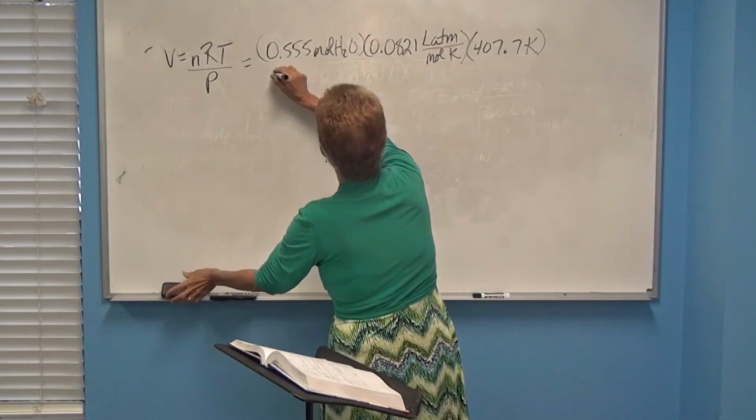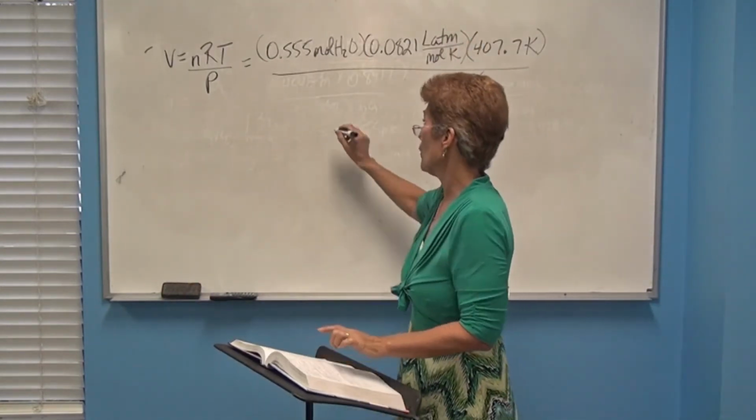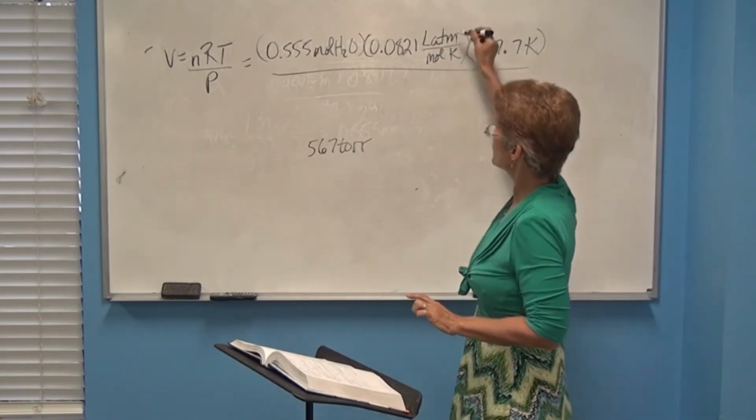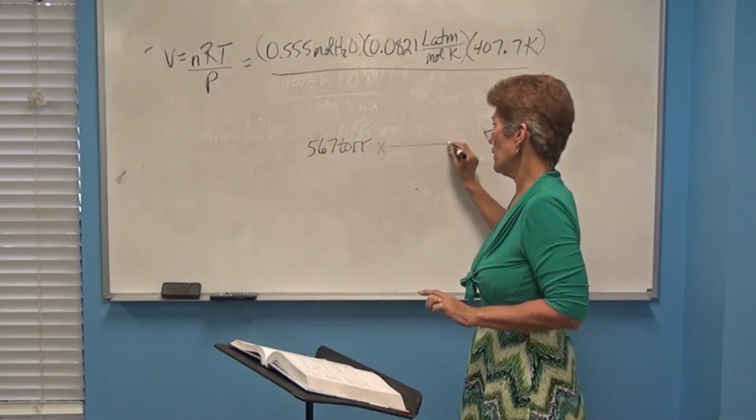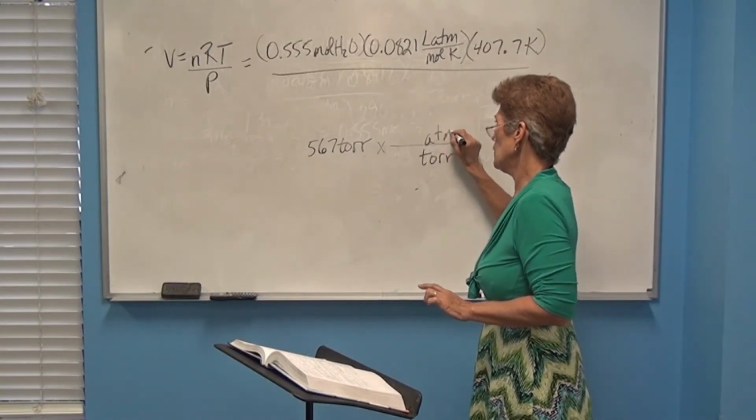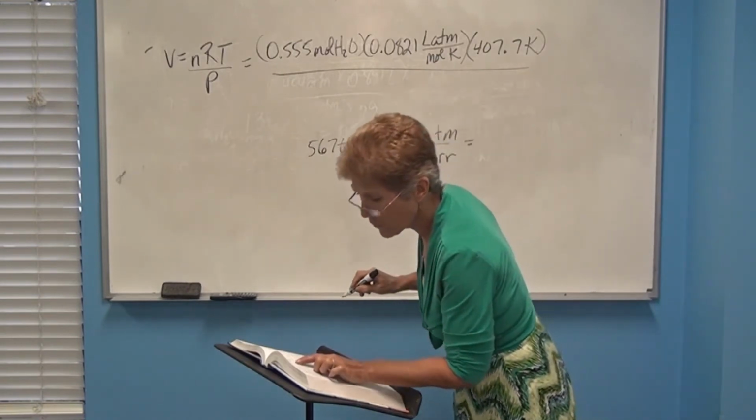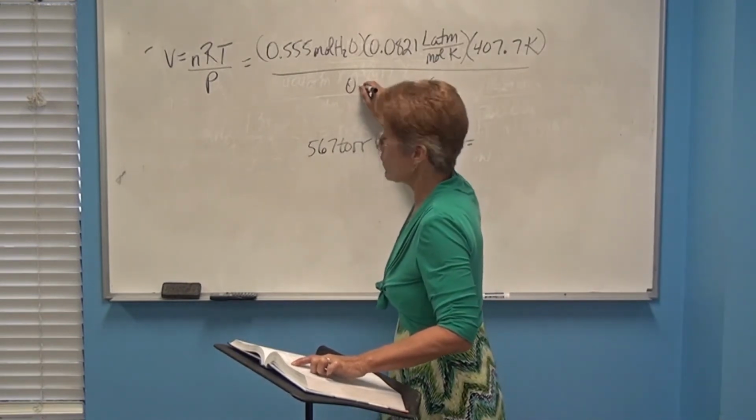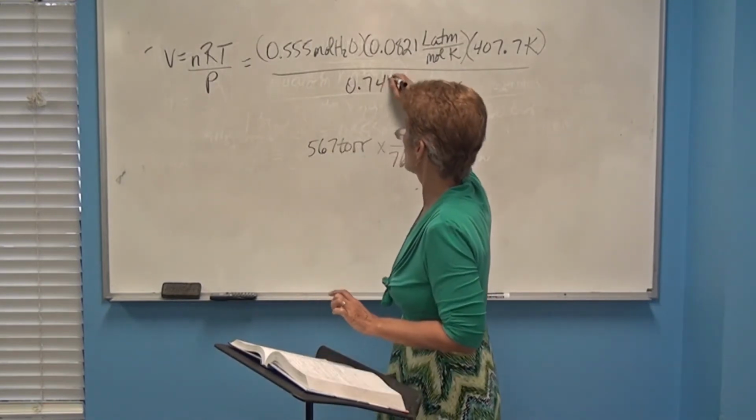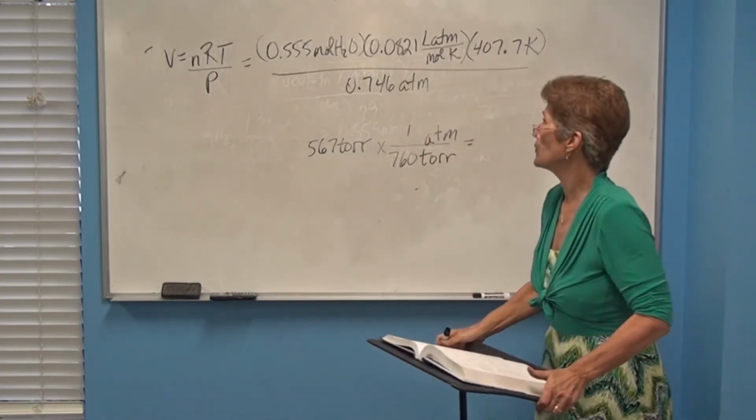Okay, now for the pressure. It's got to be in atmospheres, and it's given to us here in torr. 567 torr. Got to be in atmospheres because of R times line. Torr to atmospheres, 760. So that's going to end up in 3 significant figures, 0.7456 atmospheres. Whew, there it all is.